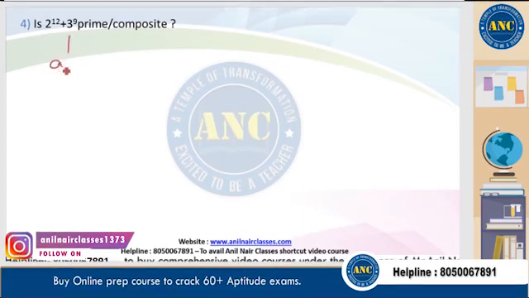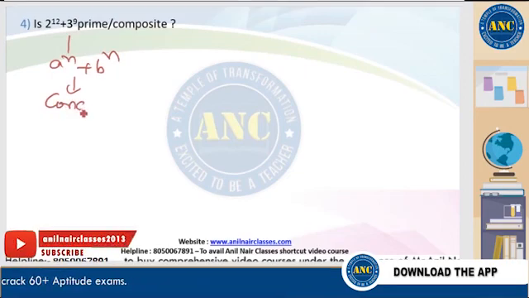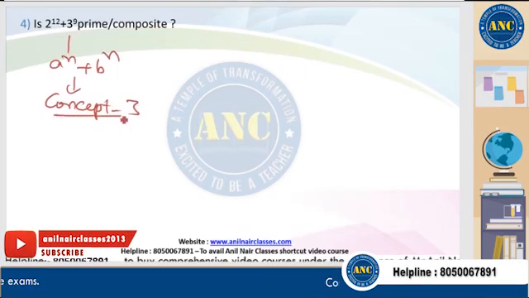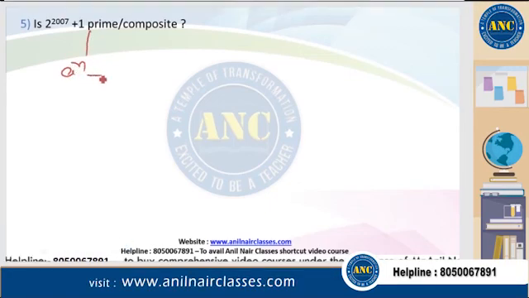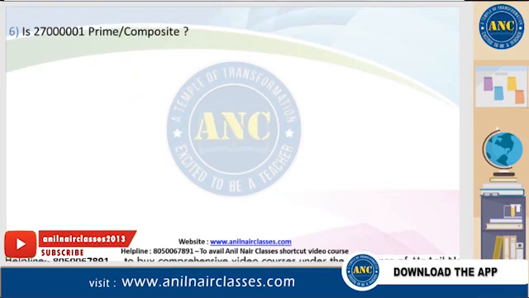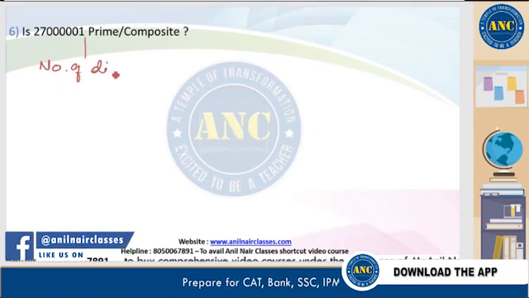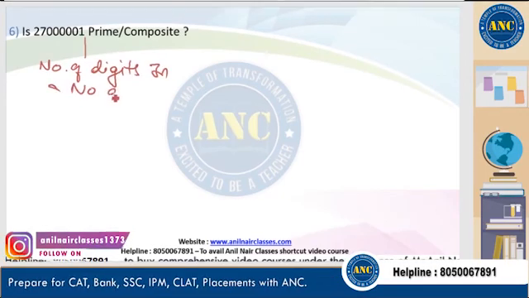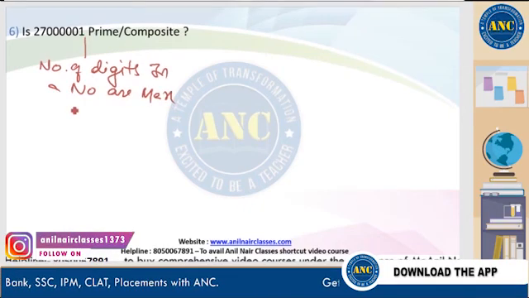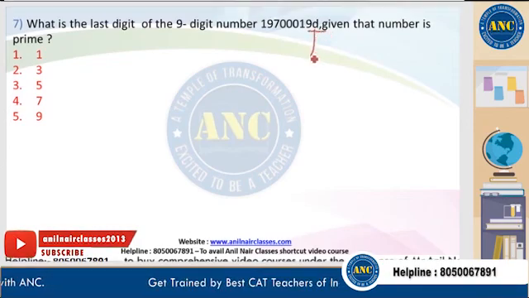Then again a power n plus b power n concept, how to check whether a number is a prime or composite. This is concept number 3. Again, this is the same concept, example 2 based on a power n plus b power n. Concept 3. Again, what if the number of digits in a number are more? How to find out? These are concept 3 based, again a power n plus b power n.